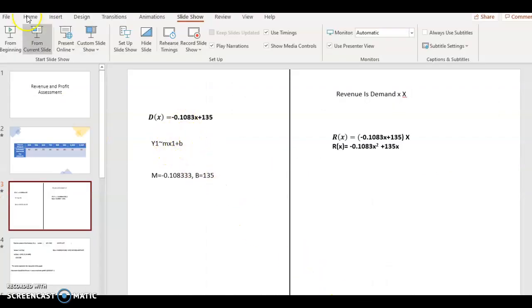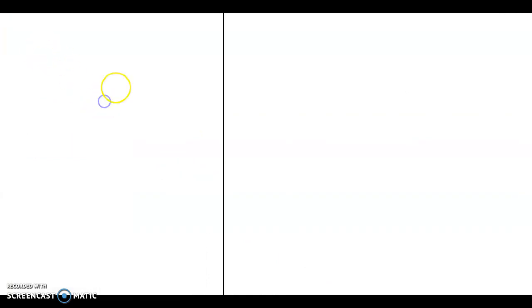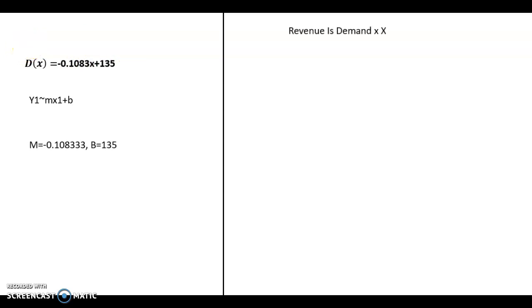So for my revenue, revenue is demand times x. So I took the demand equation right here and I multiplied it by x, and that will give you negative 0.1083x squared plus 135x.